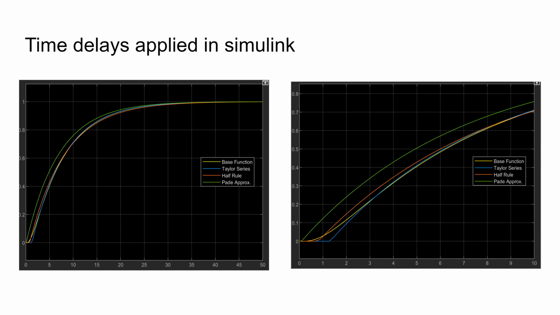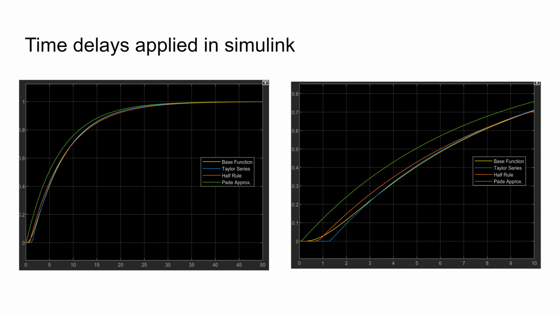And when all of these are plotted in Simulink together, you can see that all approximations, including the base function, approach 1 as time goes to infinity. As you can see on the left-hand graph, as time is going to 50, they all converge onto one line because they all have the same k value.